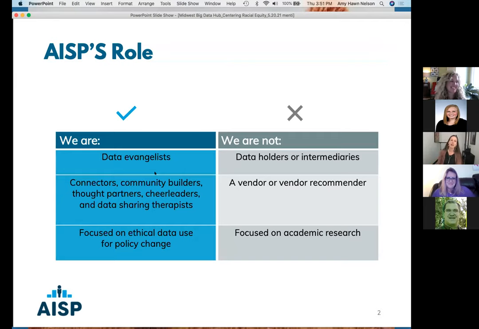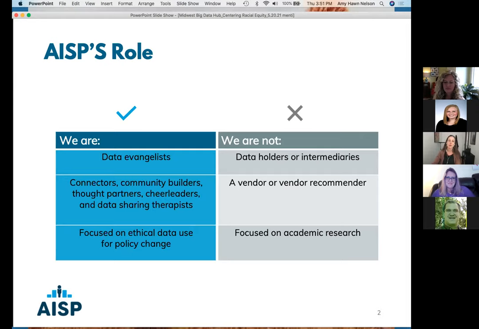All right. So first, just to frame out who we are and why I'm talking to you today about this. AISP is, as Cass said, a small initiative out of the University of Pennsylvania School of Social Policy and Practice. We are a lot of things to a lot of people, but we are tiny. There are four or five of us, depending on how you count us. And we don't hold data. That's often a thing that people assume about us, but it's not the case. We don't like to recommend vendors or any of those things. We're not focused on academic research, even though we are based out of a university.